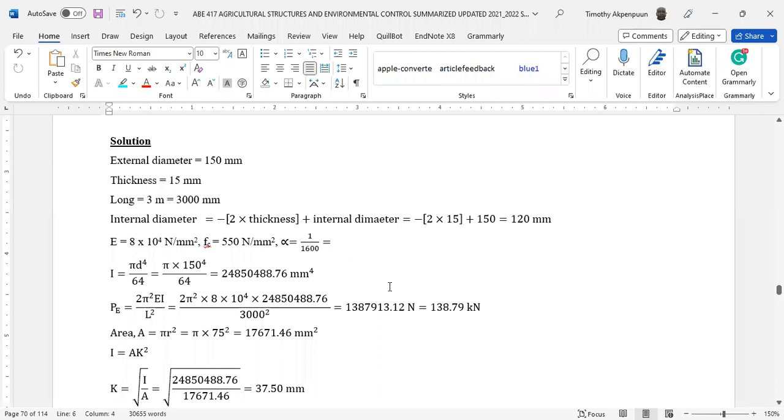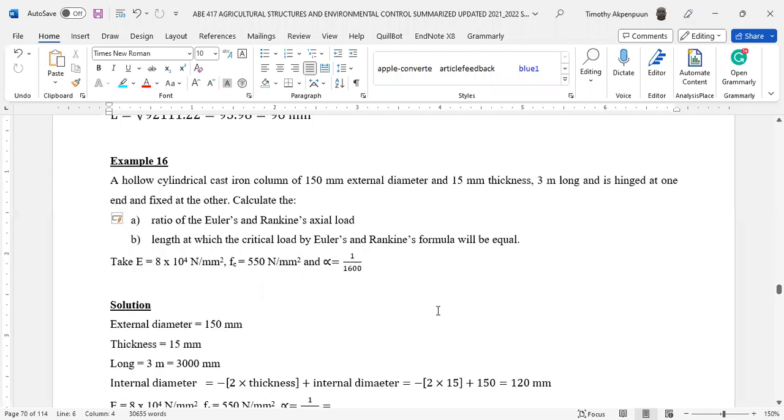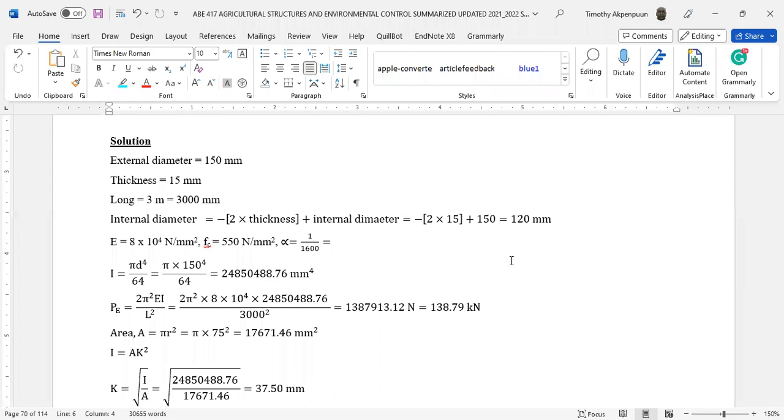Effective length over what? Radius of gyration. And if it is less than what, that is short. If it is greater than what, it is long. Okay, you can remember that. Let's look at the solution together. Are we good? Any confusion? None so far. Okay.